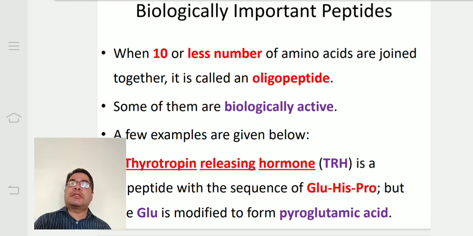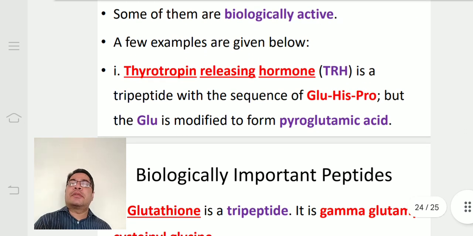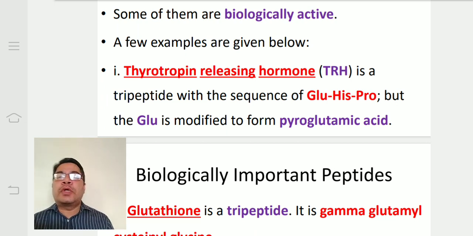Biologically important peptides. When 10 or fewer amino acids are joined together, it is called oligopeptide. Some of them are biologically active. A few examples are thyrotropin releasing hormone or TRH. It is a tripeptide with the sequence of glutamic acid, histidine and proline. But the glutamic acid is further modified to form pyroglutamic acid.